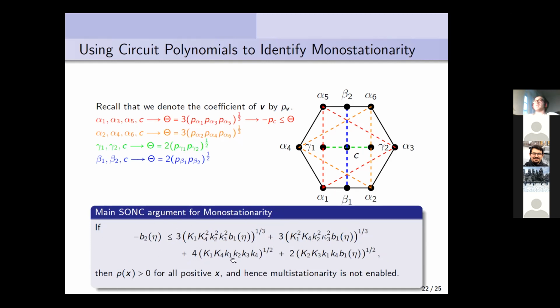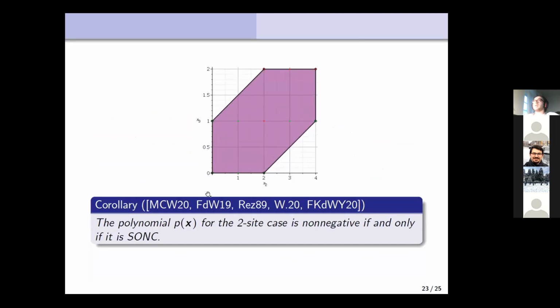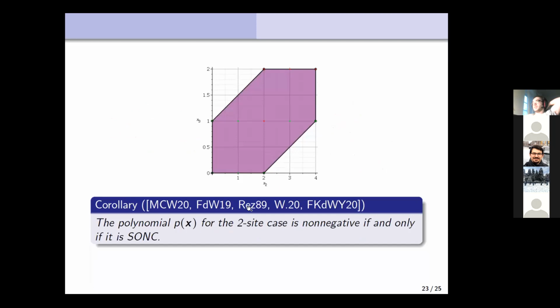So whenever your kappa or your eta satisfies this equation, eta in here is basically the vector that you get from small k's and big k's, which was defined by the Michaelis-Menten constant. So this is the main argument that we have for monostationarity.